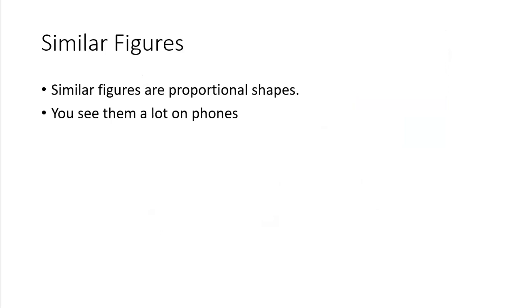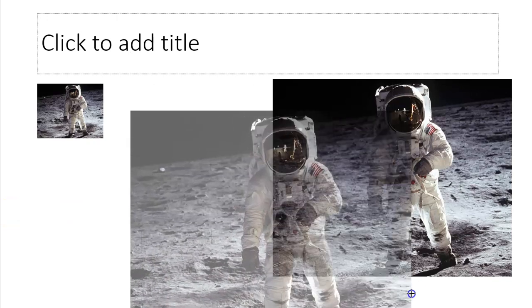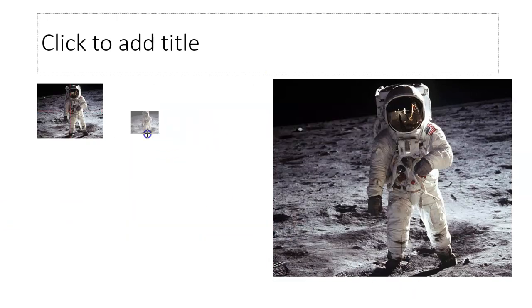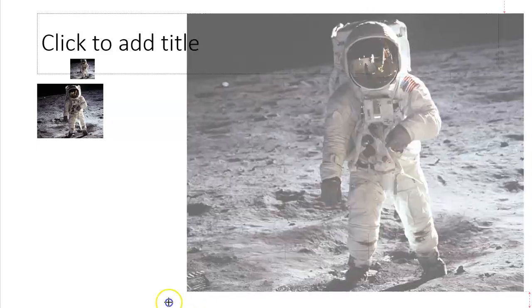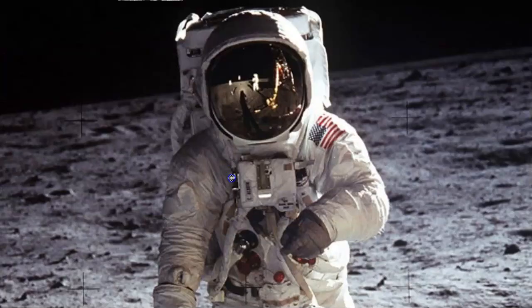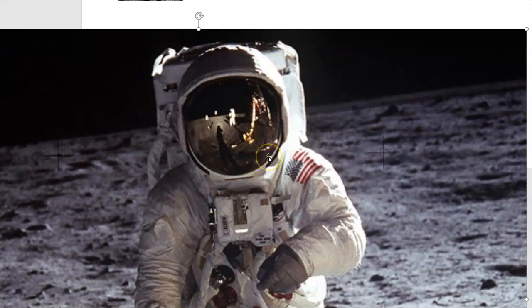Okay. Similar figures are proportional shapes. You will see them a lot on phones. If you have a phone and you zoom in or out, you want it to stay at the same proportions. You don't want to zoom this way because that makes your picture look weird. So when you're zooming in and out, you are actually creating similar figures. It's staying proportional and it's just getting bigger or smaller. You might say, I really want to see what's on the astronaut's face, and zoom in. When you zoom in like that, you are finding a similar figure. That is what similar figures are.